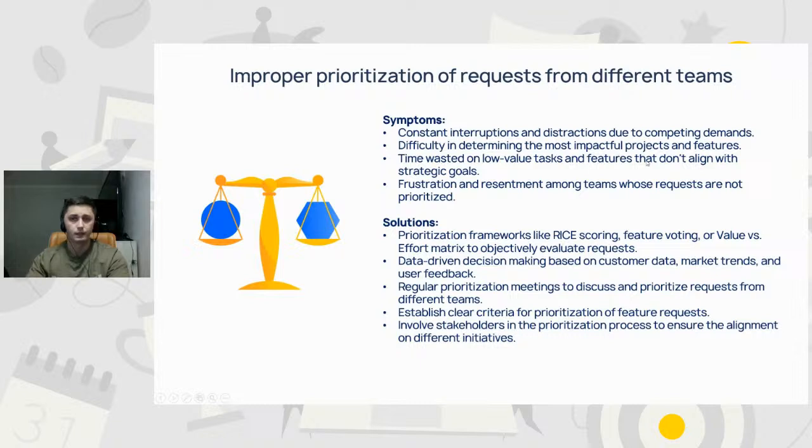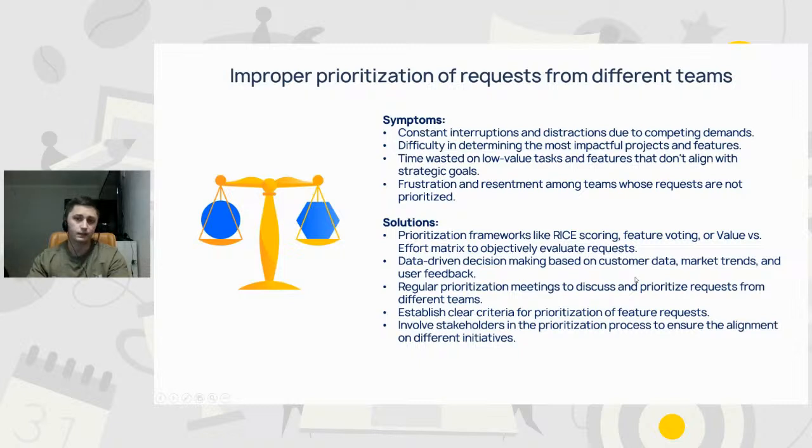That's why this is one of the symptoms. Talking about the solutions, it's very good to introduce some sort of prioritization frameworks, which you can use. There are a lot of them, so it's up to you to choose which one to introduce within your company, but it will help everyone to have a common understanding of why this thing is prioritized over another thing.